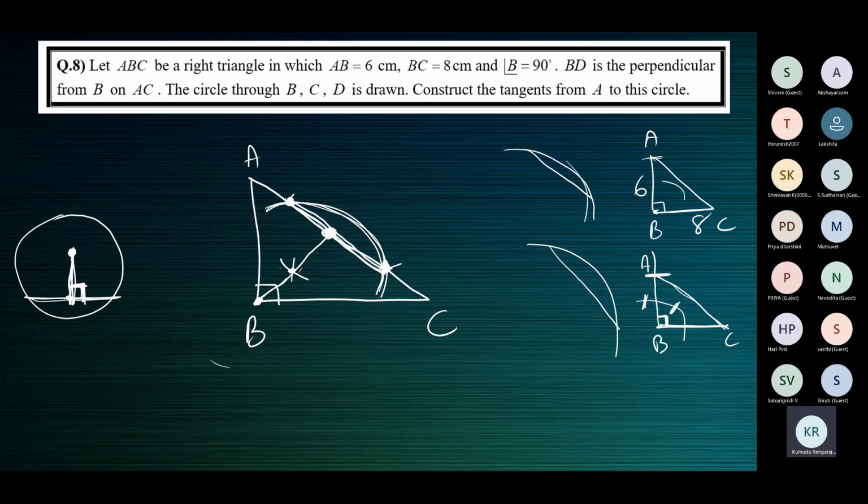So what have we done? From the center B, we have drawn a line to the midpoint of the chord. Then that will be perpendicular to the chord. So this is the point D. This is the required point D.